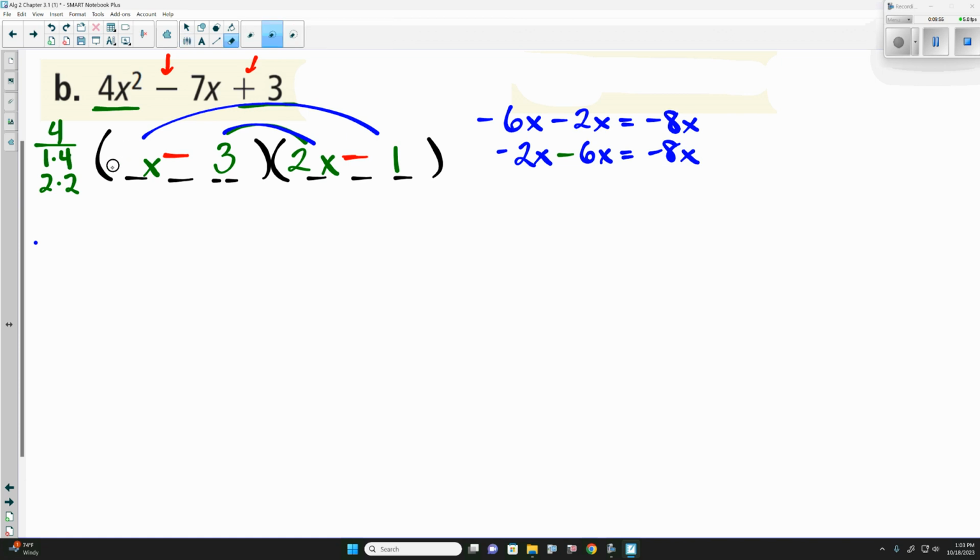Okay. Where do we want to put the 1 and where do we want to put the 4? 4 first. Now we can check this one here. 4x times negative 1 is negative 4x. Negative 3 times x is negative 3x. Which gives us negative 7x. Is that what we wanted? Yes.